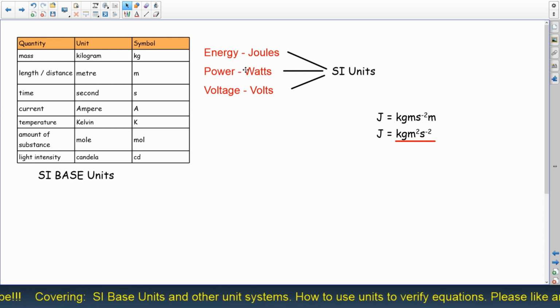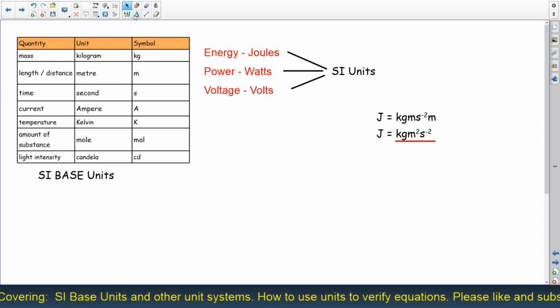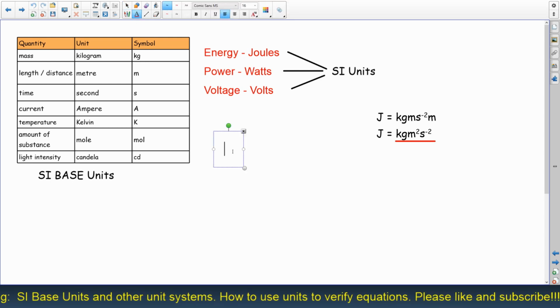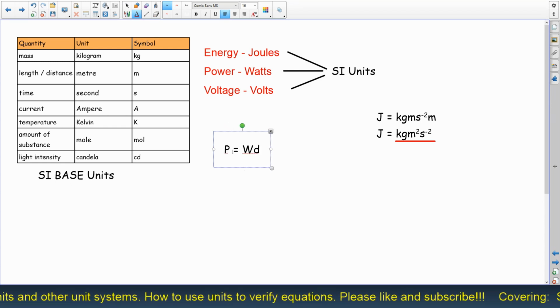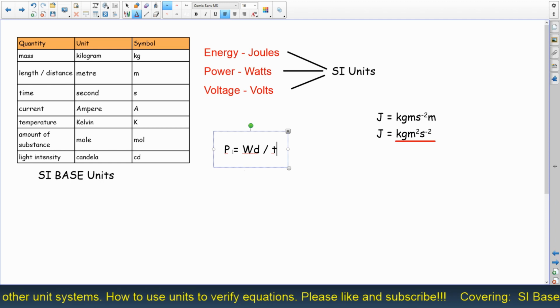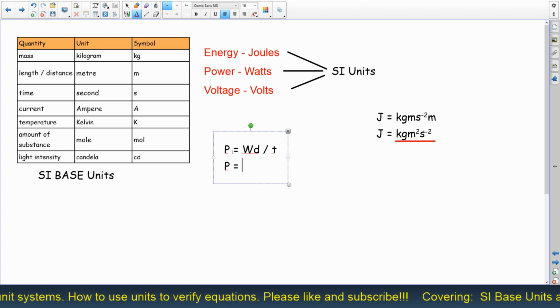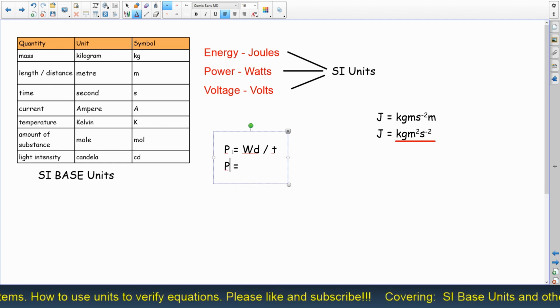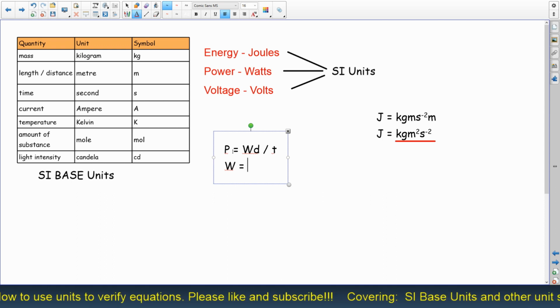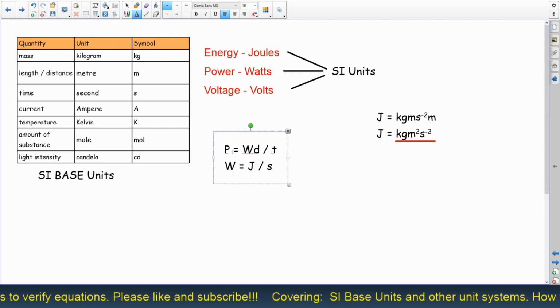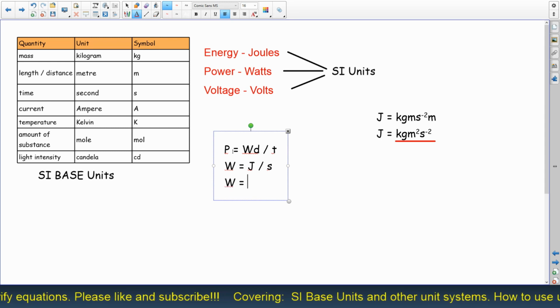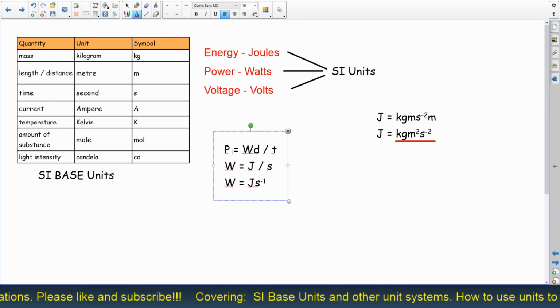Power, on the other hand, is measured in watts. But we can express it in terms of SI base units as well. We just need a power equation. Power is work done divided by time. We know that. And we know that work done is measured in joules. So we know the power is measured in watts, we'll put a W there. We know that work done is measured in joules, and we know that time is measured in seconds. So it is fair to say that the watt is equal to a joule second to the minus 1.